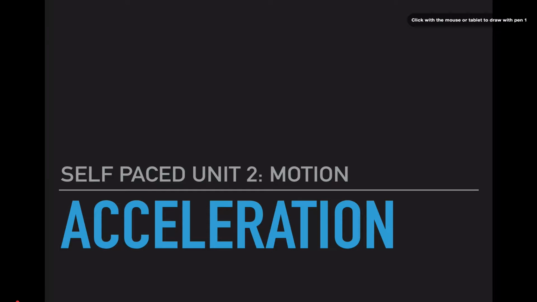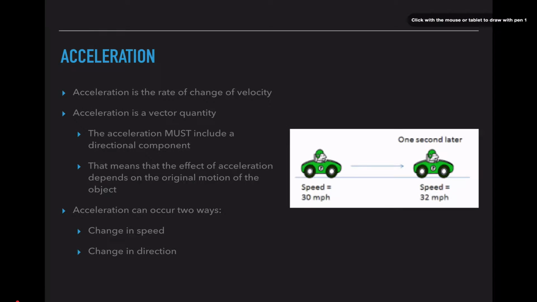Hey guys, today we're going to talk about acceleration. So acceleration by definition is the rate of change of velocity. Since velocity is a vector quantity, it has a number and direction, acceleration is also a vector quantity. So it must include a directional component.